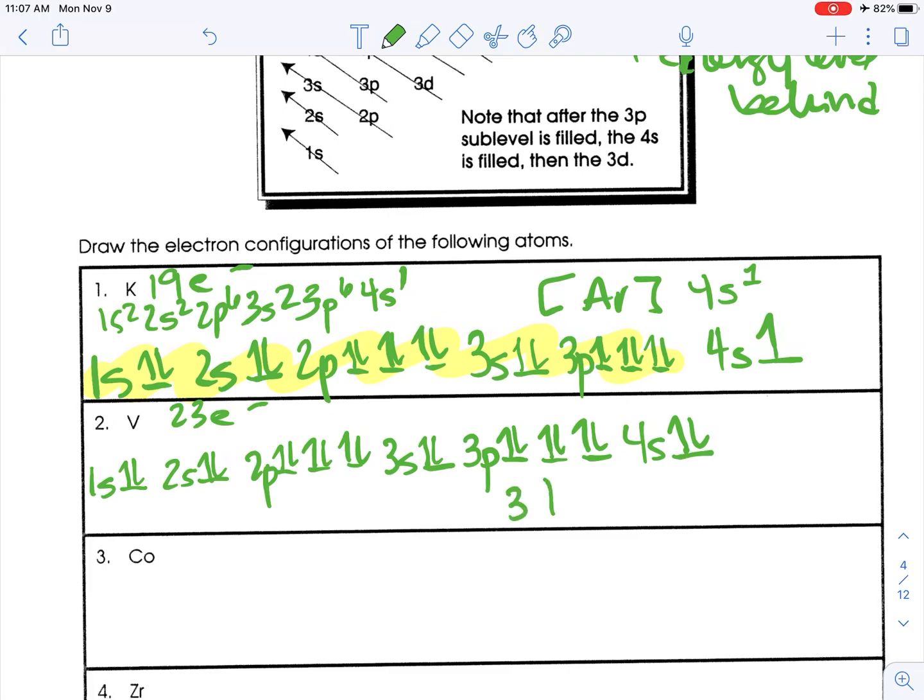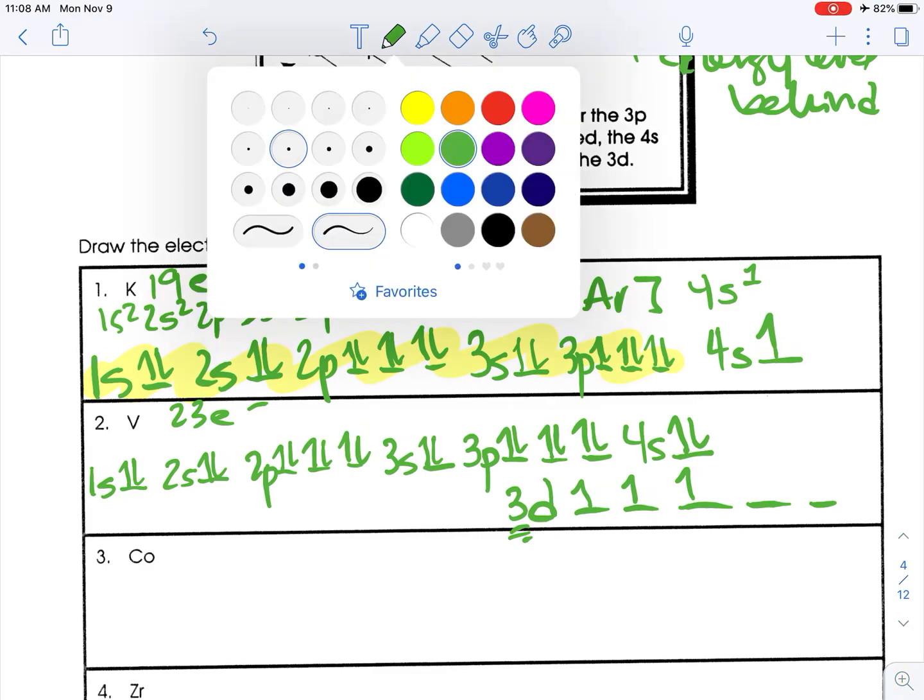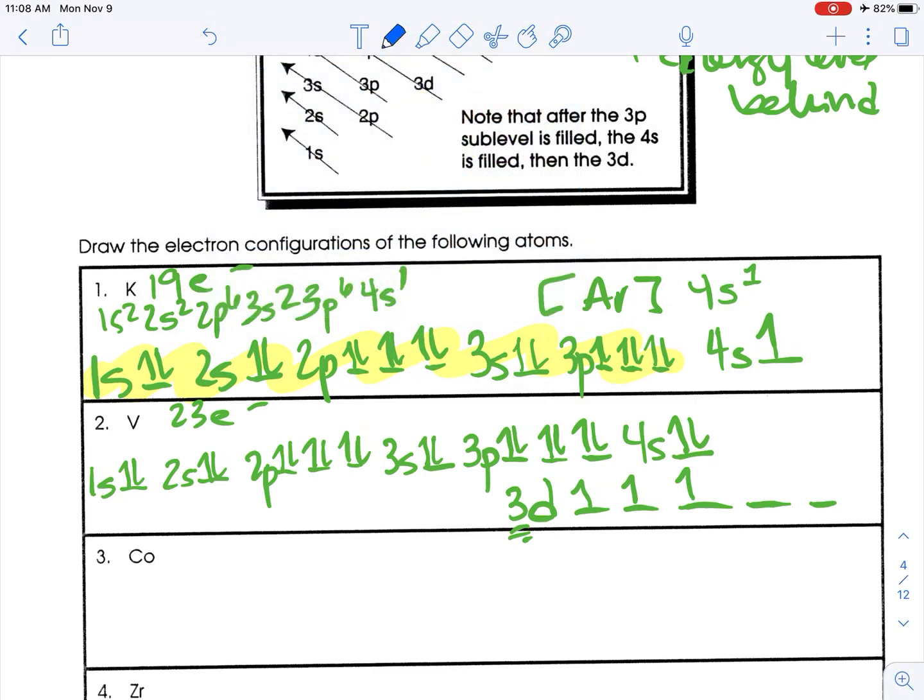Doesn't really matter. 3d. The d is one energy level behind, even though it's on the fourth row, which is the 4th period, so we call it the 3d. There are 5 orbitals in the d. So we had 19, 20, 21, 22, 23. Again, you could write this whole thing out, or I'm going to use the noble gas configuration, which would be, just like before, argon, which takes you up to 18, 4s2, 3d3.